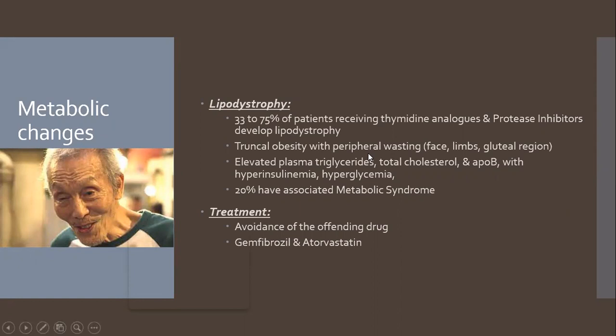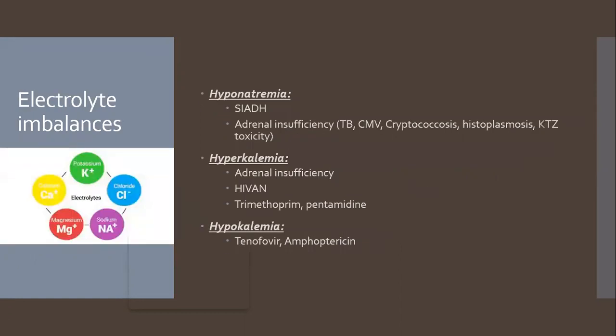So what happens is when all this fat gets lysed, there will be elevated triglycerides and elevated total cholesterol, which circulates in the blood, which is going to cause metabolic syndrome and diabetes. So most of the drugs like protease inhibitors are the cause for lipodystrophy. So treatment is stopping those drugs and giving statins. Electrolyte imbalance is mostly secondary.